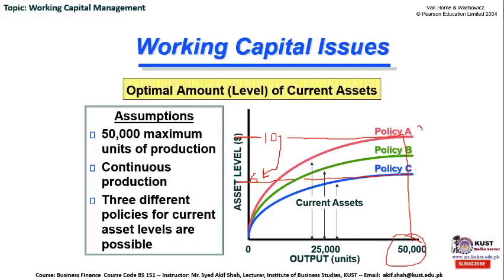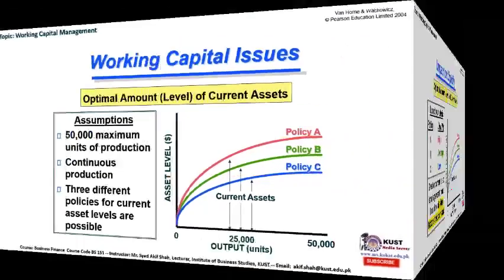So policy A pertains to the high level of current assets in the company. Policy B is to have the average level of current assets in the total assets of the company. And policy C is related to the lower number of current assets to produce the same number of units. The impact of each policy on the company's profitability, its liquidity, and the risk will be discussed shortly.